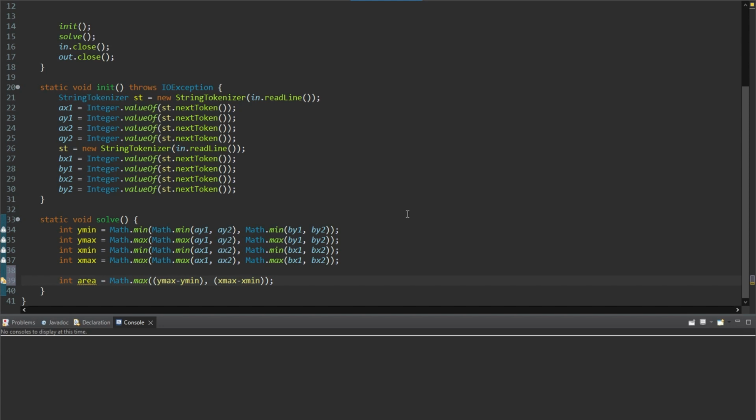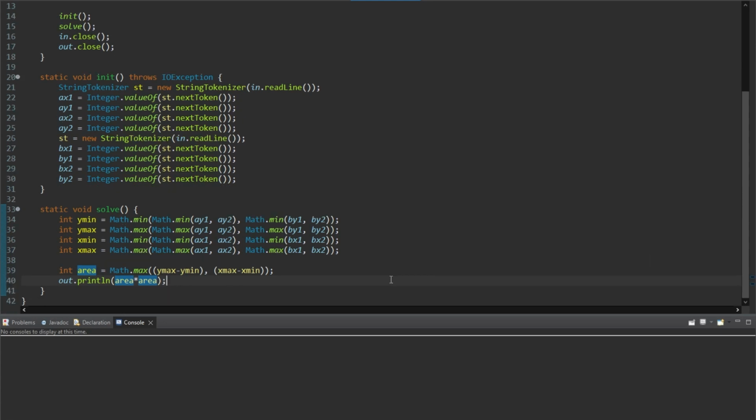Okay. The reason why we do this is because the side lengths of the rectangle are these. So this is the vertical side length, right? And then this is going to be the horizontal side length. So we're going to determine which one of these is bigger, and we're just going to multiply that by itself. Okay, so we're going to do out.println and then just area times area. That's all we need to do because remember it's a square and squares are just side length times side length.